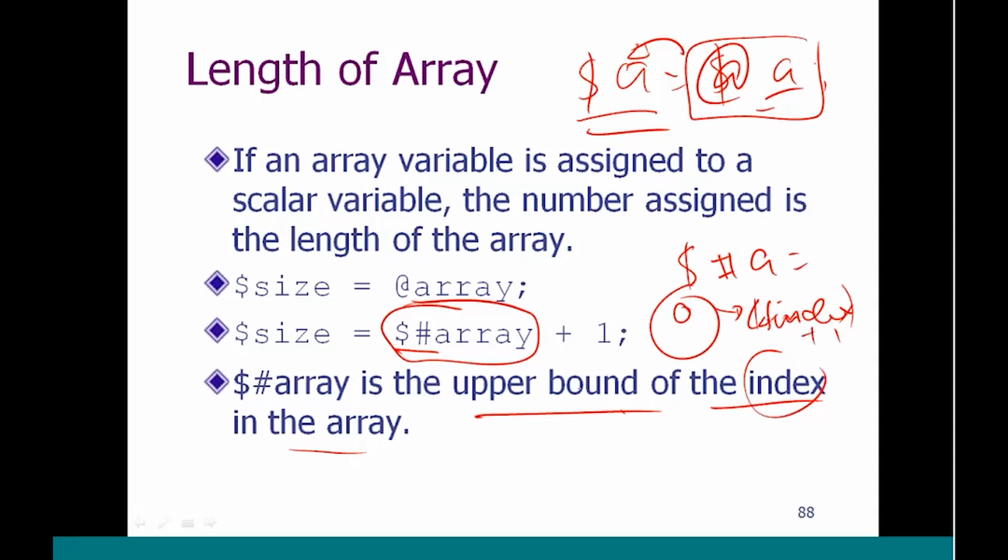That's the reason why, when we assign the whole array to $size, the value of $size is actually $#array plus 1. This 1 is needed to represent the 0th element, and then $#array is the index of the last element in that array.